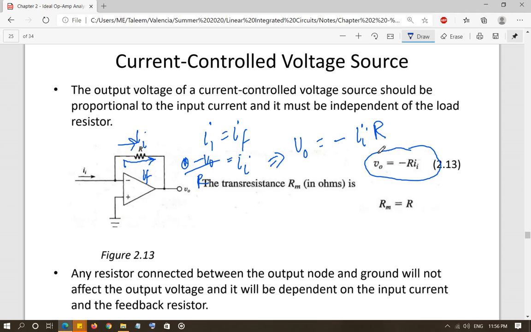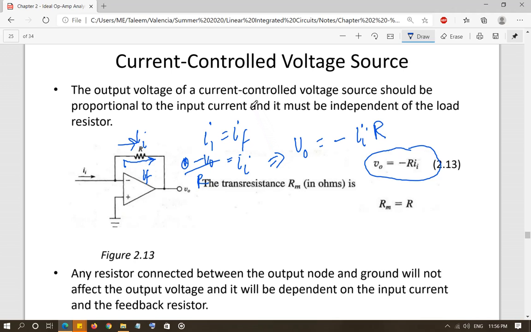Current control voltage source, there's only one voltage source that we are discussing, and a current control voltage source means that the output voltage is controlled by the input current. And again, you can see that it's pretty much the same circuit as the inverting amplifier, right? We are not showing any input resistance. And there could be an input resistance, but we are not showing that.